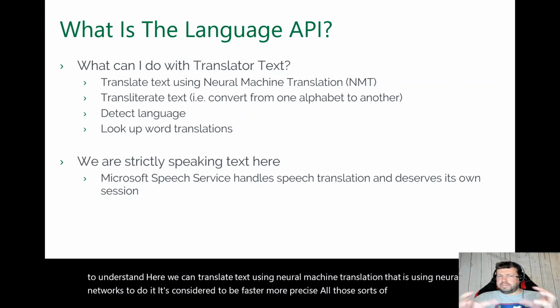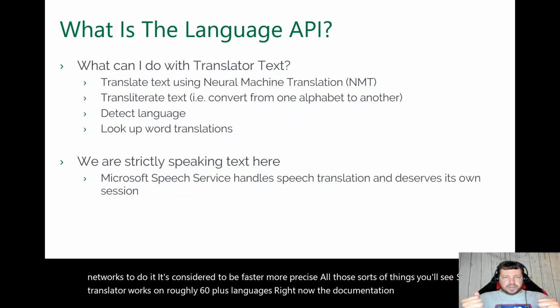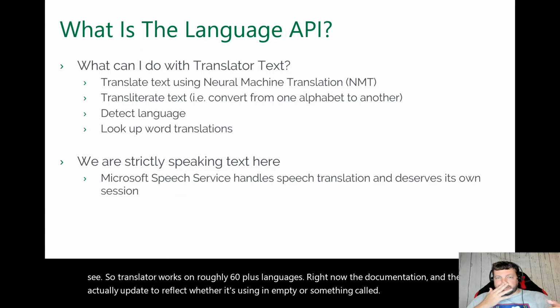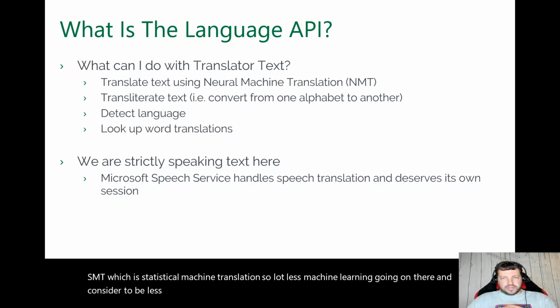You'll see, translator works on roughly 60 plus languages right now. The documentation, they'll actually update to reflect whether it's using NMT or something called SMT, which is statistical machine translation. So a lot less machine learning going on there, and considered to be less precise, slower, all those sorts of things. NMT is the majority of the languages, not all of them.